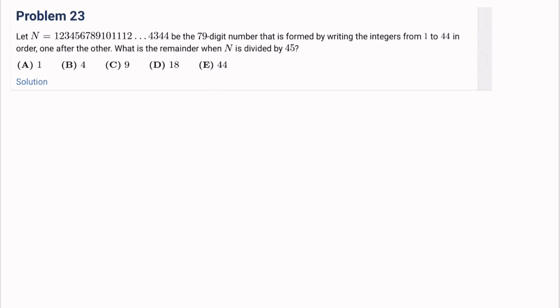Problem number 23. Let n be the 79-digit number that is formed by writing the integers from 1 to 44 in order one after the other. What is the remainder when n is divided by 45? Okay, so 45 equals 5 times 9, right? And so this is 9 multiplied by the remainder when n over 9 is divided by 5, right?